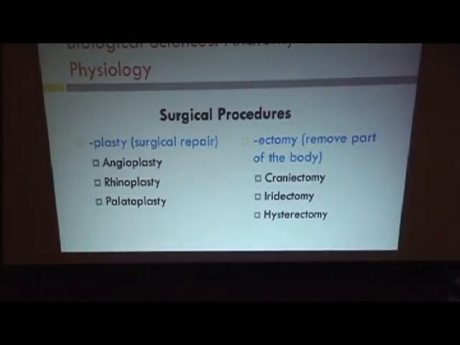Iridectomy is like iris. What's the iris? The eye. So I'm removing a part of the eye. And hysterectomy. Hyster is actually the uterus. So when you have a hysterectomy, it's removing your uterus.